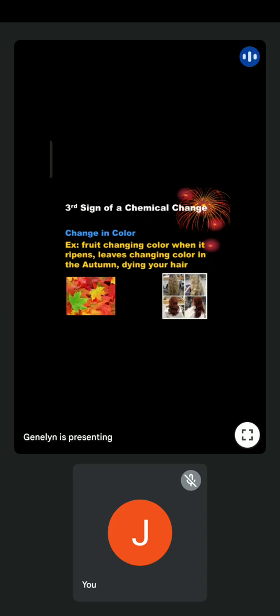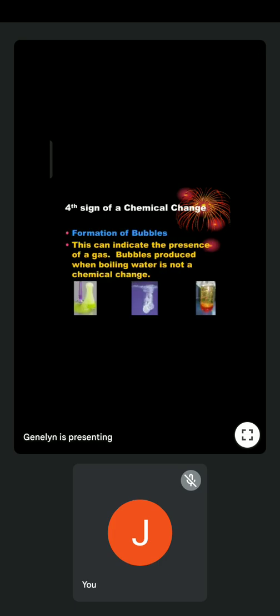Third sign of a chemical change. Change in color. Example is fruit changing color when it ripens. Leaves changing color in the autumn. Dyeing your hair.